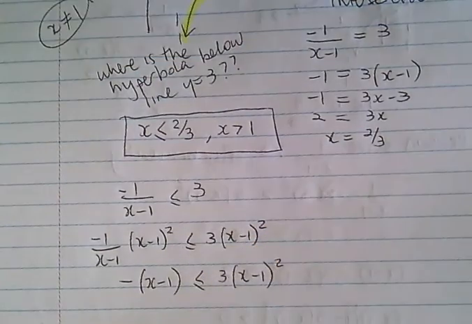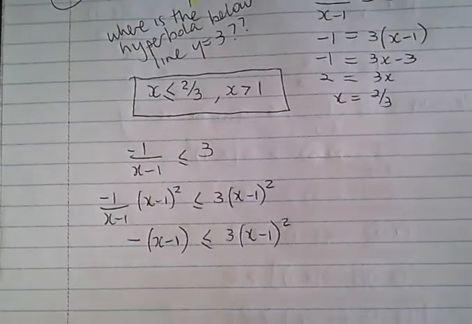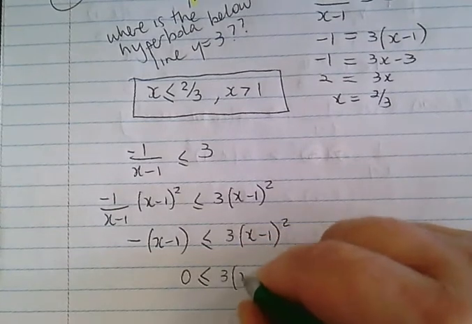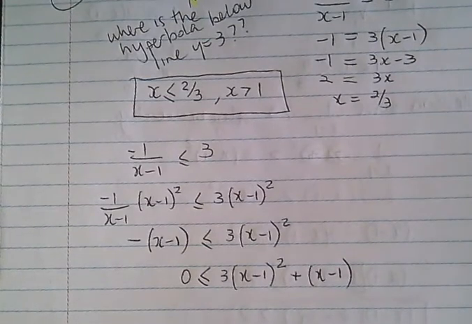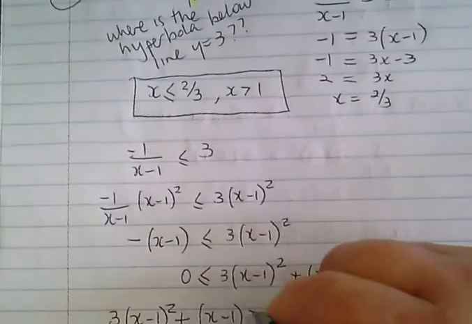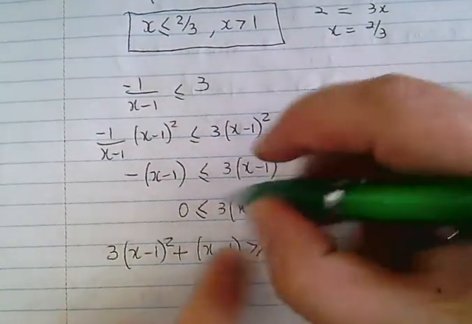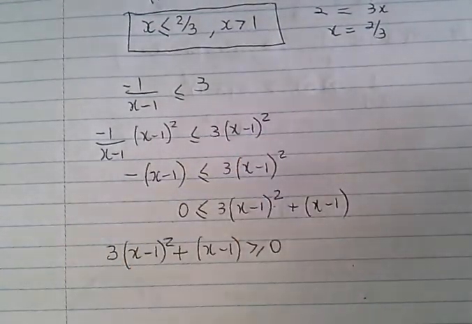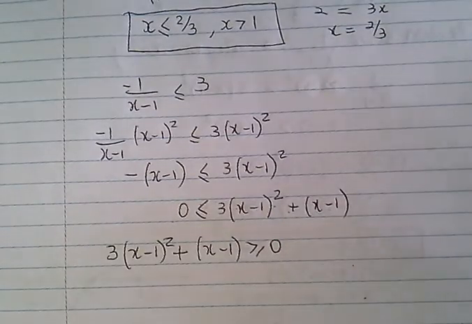Now, you know what? I'm not really a negative person. Let's go for the right. Let's put everything over to the right. 3 bracket x minus 1 squared plus x minus 1. If you take it over to the left, you're going to have negative, negative. 3 bracket x minus 1 squared plus x minus 1 is greater than or equal to 0. You okay with that? Big open mouth faces the expression, pointy end faces 0. 0 is less than that, or that expression is greater than 0. Yes?